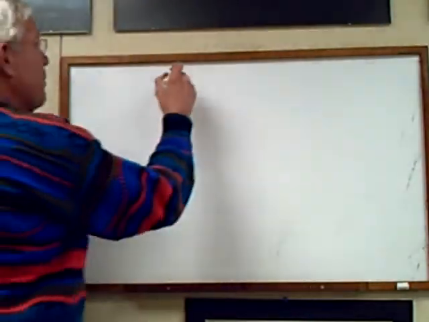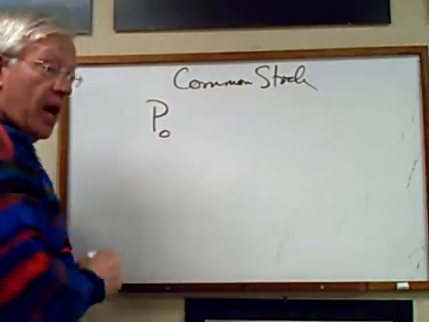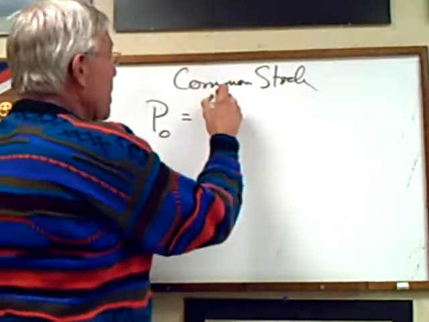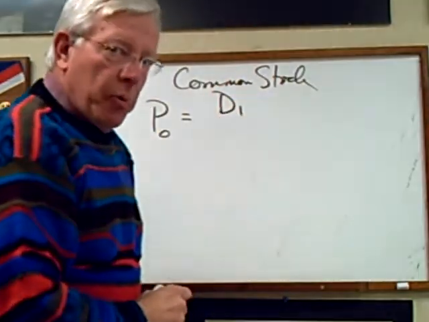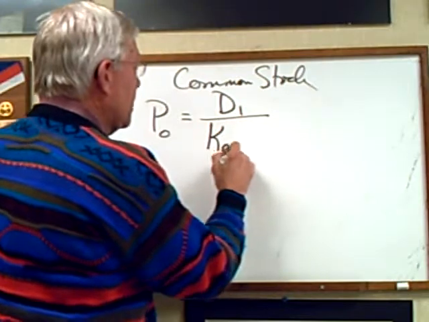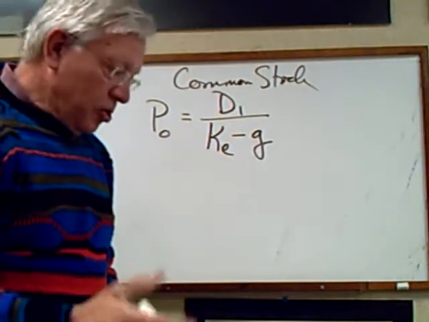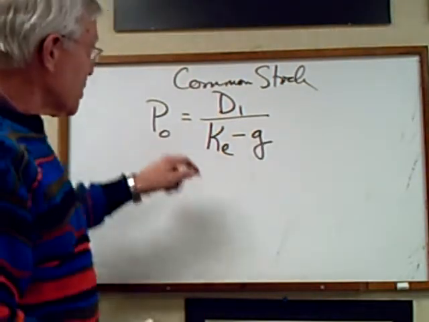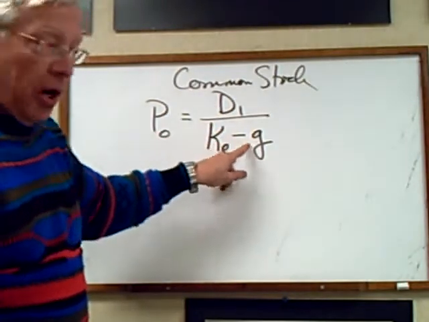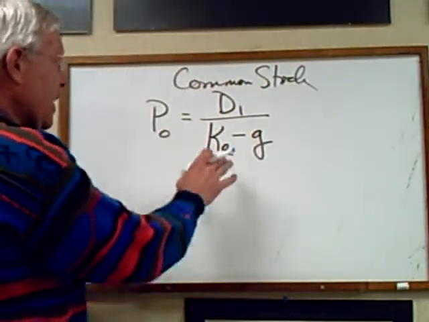Now, let's look at common stock. In chapter 10, you've got this nice little equation that says the price of a common stock today is equal to the dividend that will be paid next, D sub 1, divided by the required yield of that stock less the growth rate of the dividend. You can see that in the PowerPoint for chapter 10. But let's take a real quick look at what these various things are. First of all, K sub E. K sub E is the required yield for the stock. And again, it's a market-based thing.